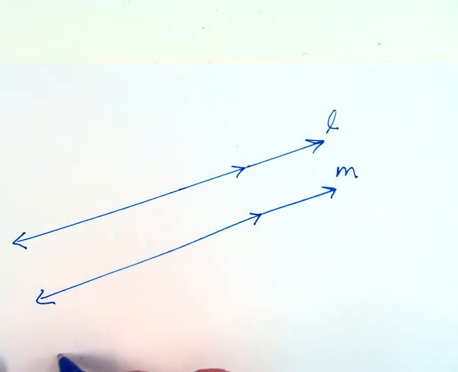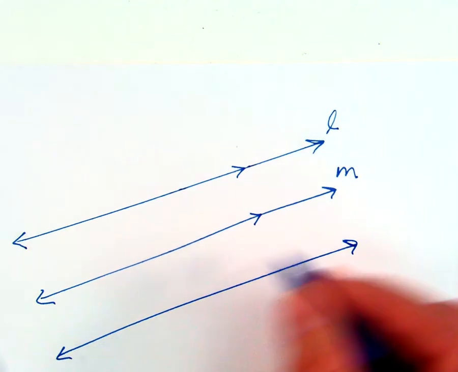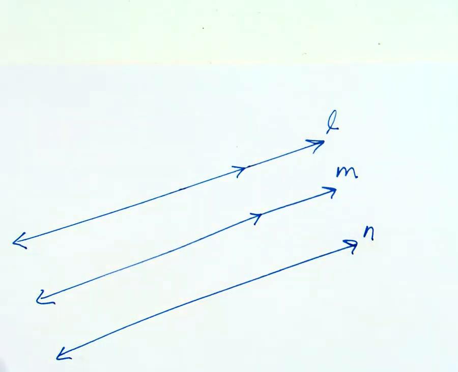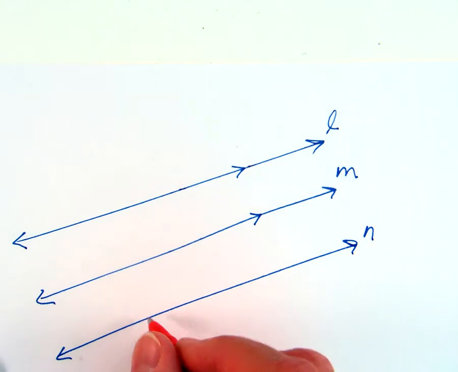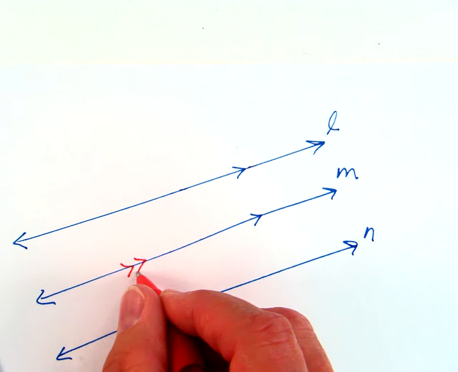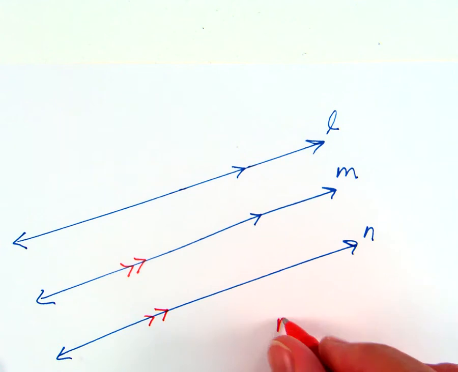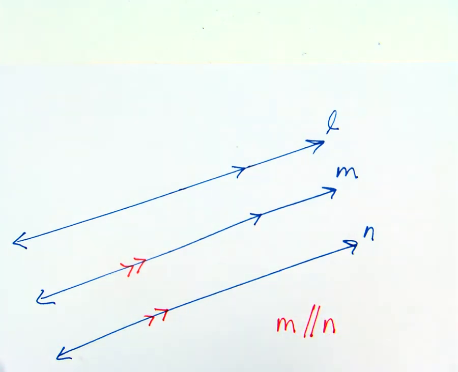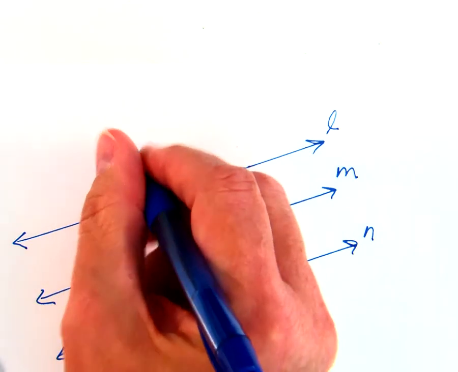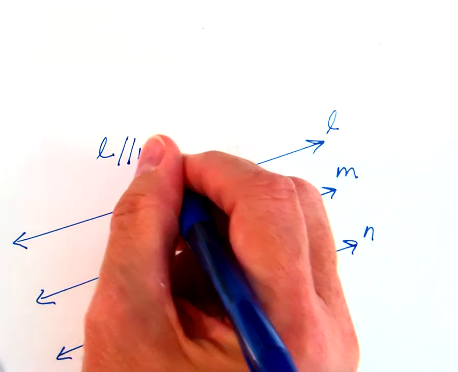Okay, what if I do another one? This one's going to be N. Again, not overly creative in terminology. Let's say that line N is parallel to line M, marked with the two marks. So how would I write that? Line M is parallel to line N. Up here, line L is parallel to line M.